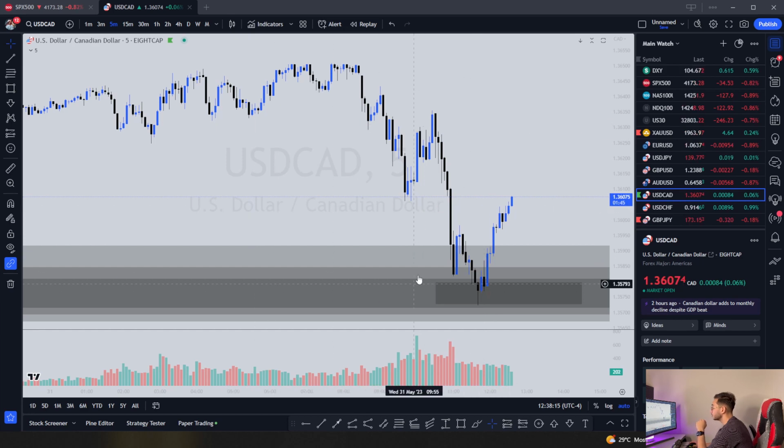We have the demand zones on multiple time frames, and since they're basically inside of each other on different time frames, that's why we took this trade, and it was a high probability trade, and it moved up very nicely. So I already took profit on this trade. It's still moving up, but I'm happy with the profits that I made.